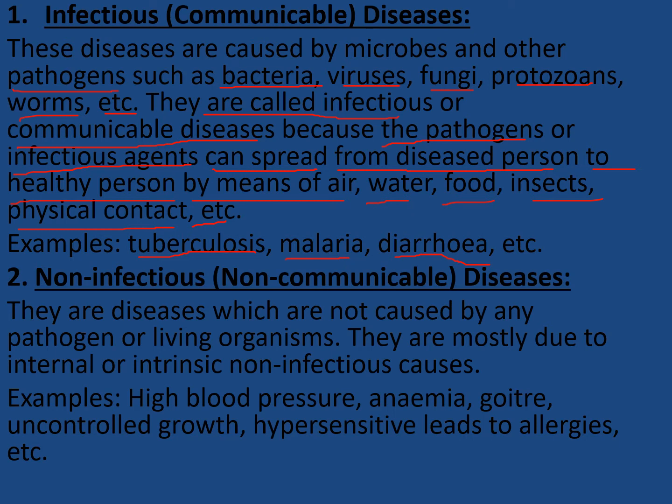After that, it will land on other healthy persons. After absorbing the air, the healthy person will also get tuberculosis. Malaria can be transferred by the female Anopheles mosquito. Diarrhea spreads through water. These are some of the explanations about communicable and infectious diseases.